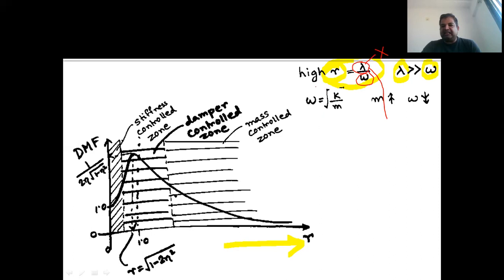Now, if you see omega is equal to, as per definition, the square root of k by m. So in this term, if I increase the value of m, definitely my omega value will reduce, if I take k as constant, right? As my omega reduces, then this r will become higher and higher as I am increasing my foundation mass values.